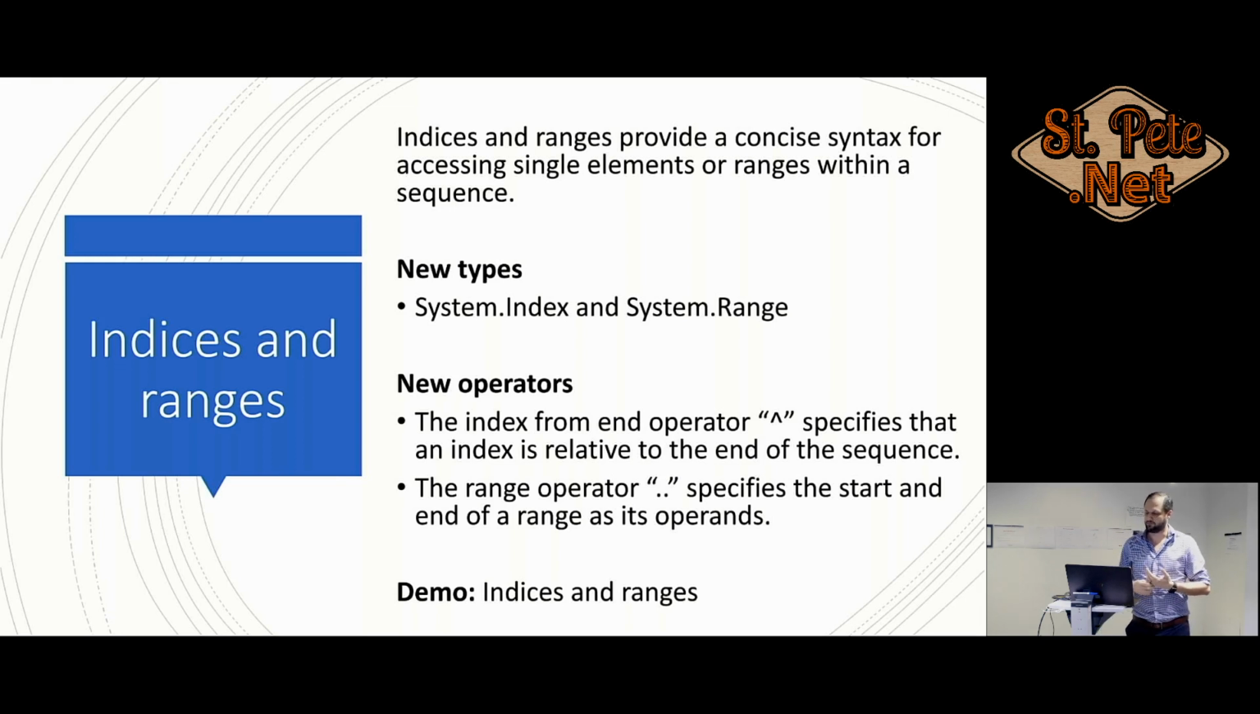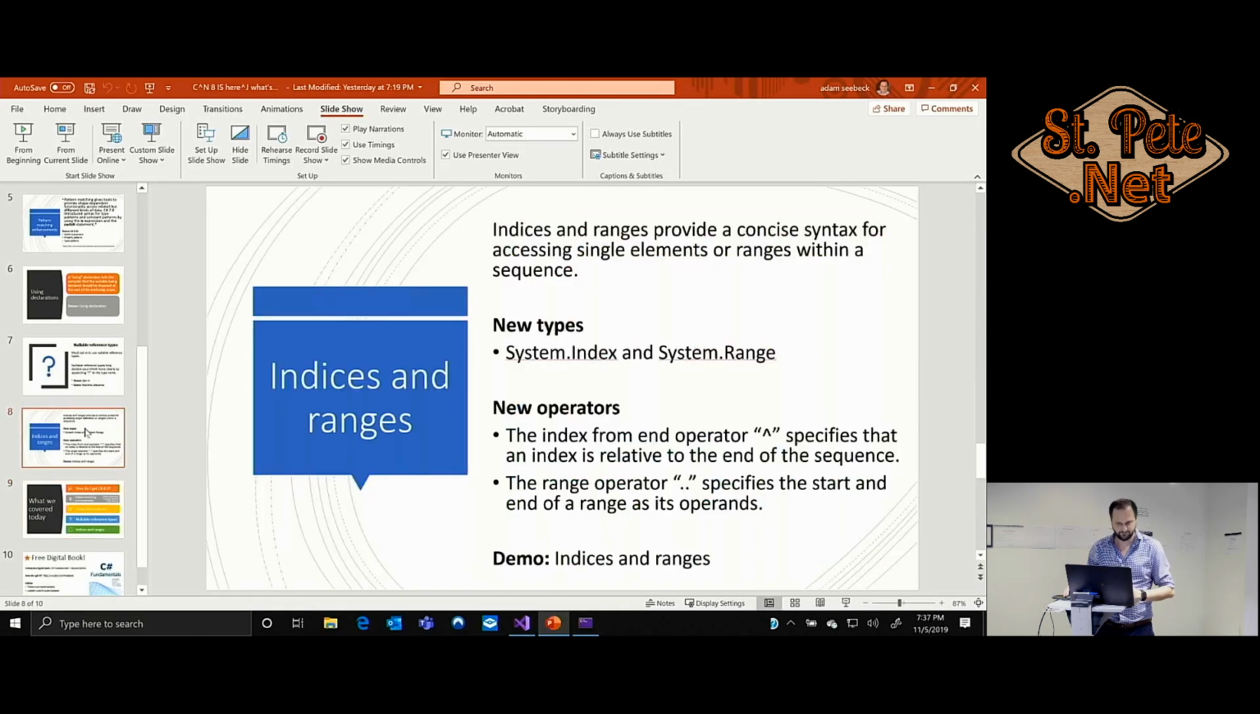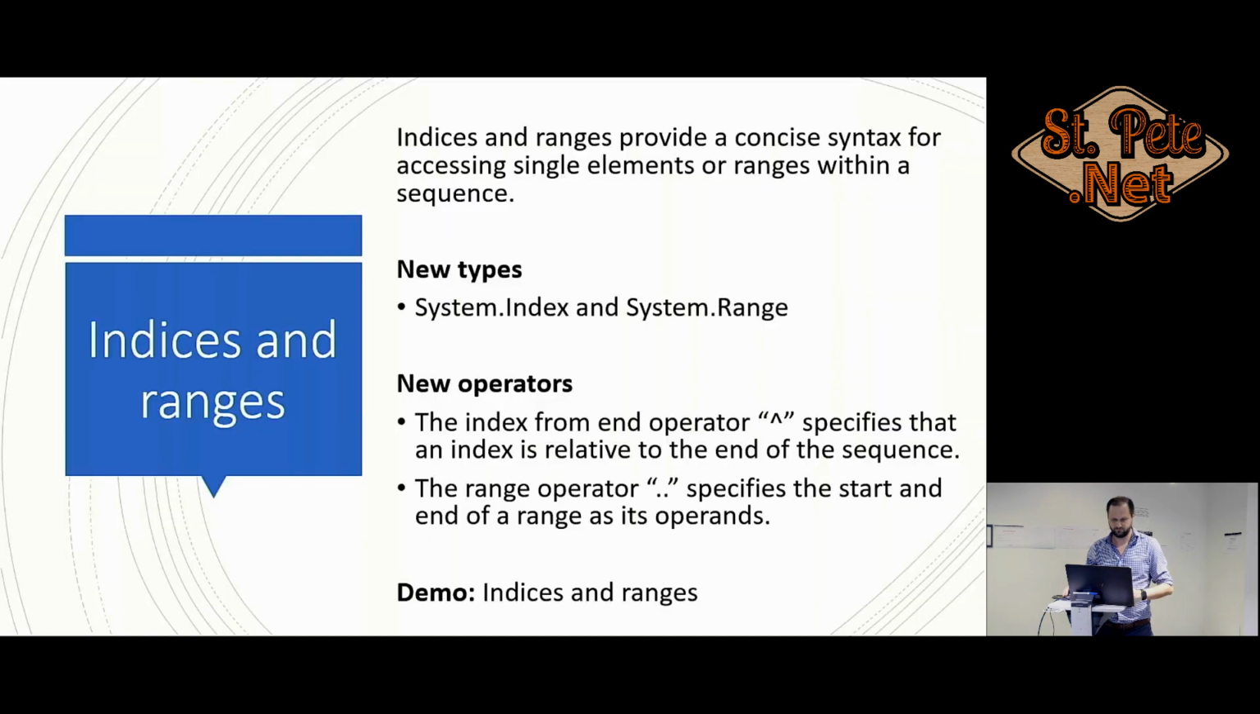Nice. All right. So the next thing we're going to cover is indices and ranges. With this, we got two new types: System.Index and System.Range. System.Index brought the caret operator, which we're going to go over in a demo, and we also use the period to cover our range. I'm going to show you what each of those means and how we're going to use those.